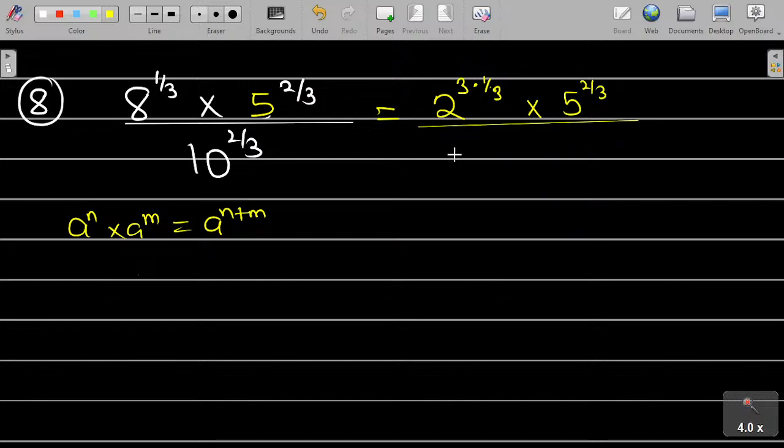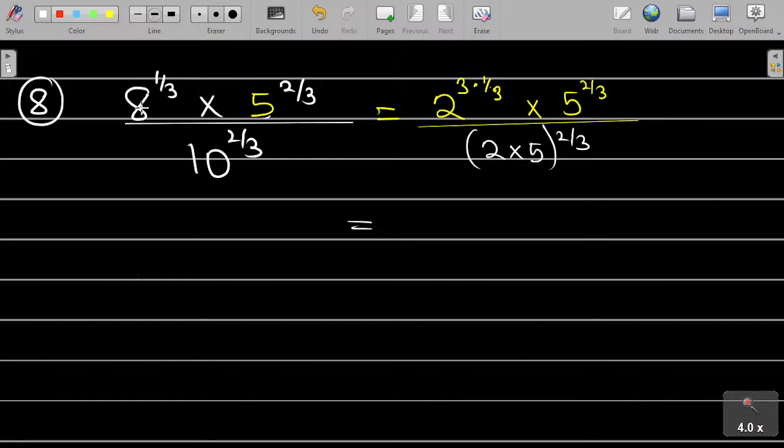Now observe what I'm going to do in the denominator. My numerator has a base of 2 and 5. My denominator cannot be reduced to a base just like I did with 8, but I can change it to a product of 2 and 5. So 10 is the same thing as 2 times 5, and everything is raised to the power of 2 over 3.